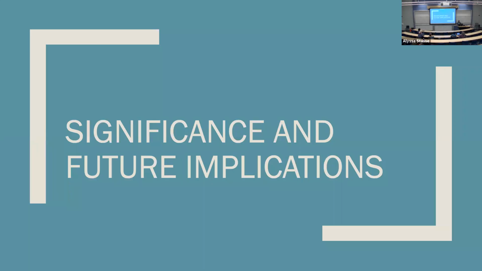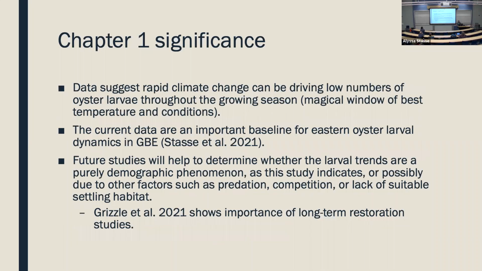Now moving on to the significance and future implications. So for chapter 1, the reproductive output and larval assessment, data suggests rapid climate change can be driving the low numbers of oyster larvae. Since waters are getting warmer, the oyster larvae should be reproducing more, but they can only reproduce up to a certain temperature. If it gets too hot, it's like a hot sauna. You're not going to have the reproduction that you need.